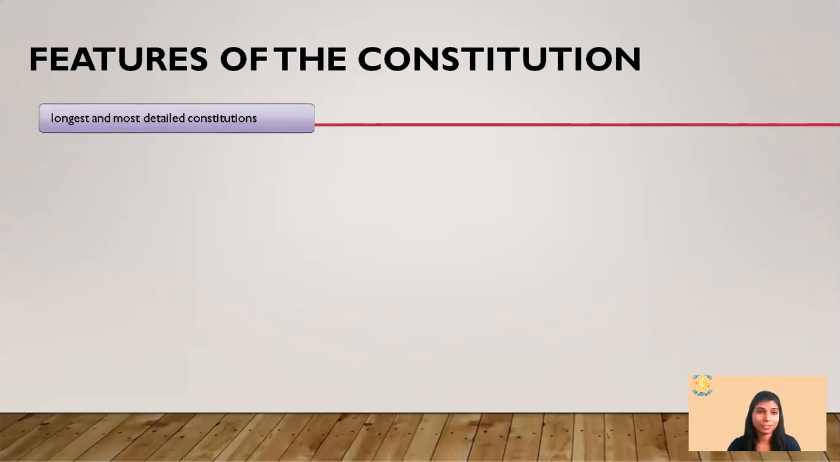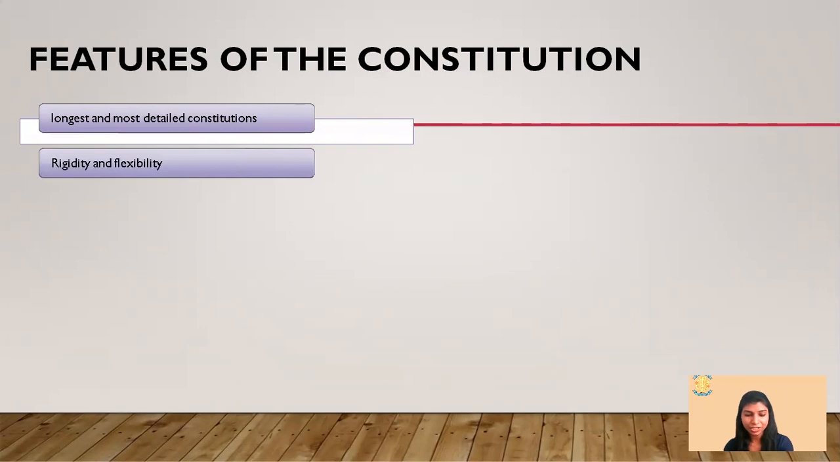First and very important feature is that it is the longest and most detailed constitution in the world. Next is rigidity and flexibility. It depends upon how we can do amendment in it. Amendment means how we can do sudhar and badlav in the constitution. It depends on rigidity and flexibility. The Indian constitution is a combination of rigidity and flexibility, which means some part of it can be amended by the parliament by a simple majority. But some parts require a two-third majority as well as not less than one half of the state legislatures. You need to fulfill this requirement, then only you can amend that specific part of the constitution.